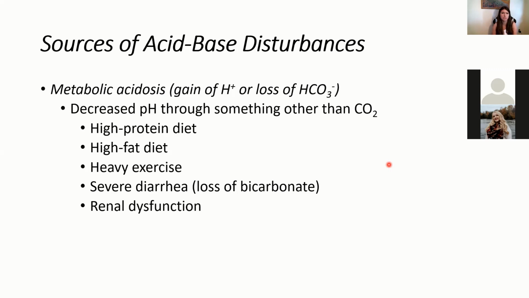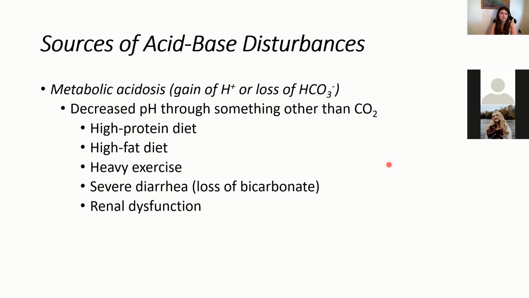So decreases in the pH could occur through a high protein or high fat diet. Those produce acids when we break them down. Heavy exercise can decrease our pH because when we run out of oxygen, we have to do something anaerobic, right, which produces lactic acid as a byproduct of glycolysis. Severe diarrhea can also cause metabolic acidosis.